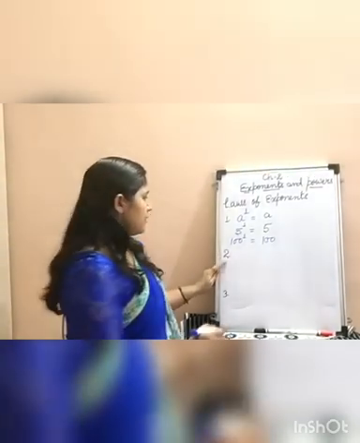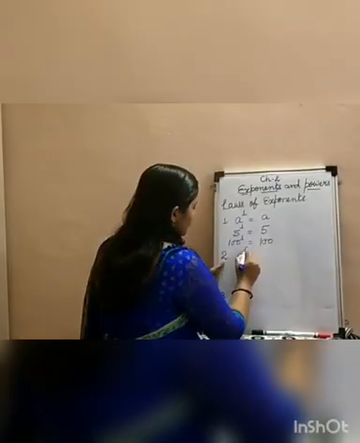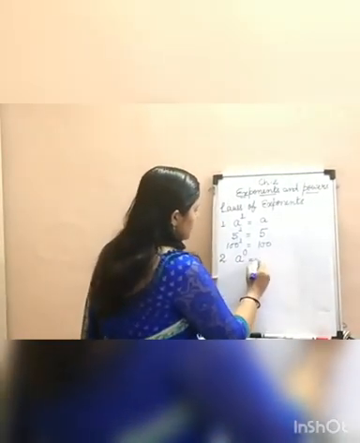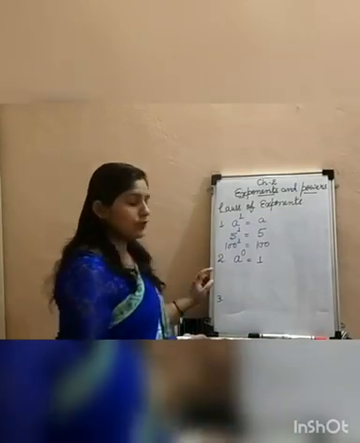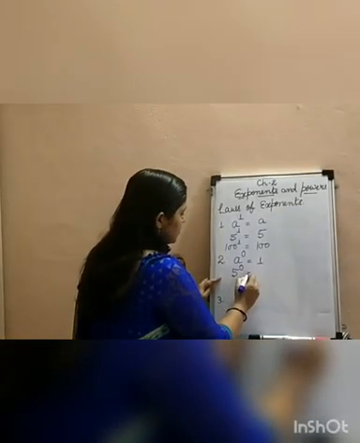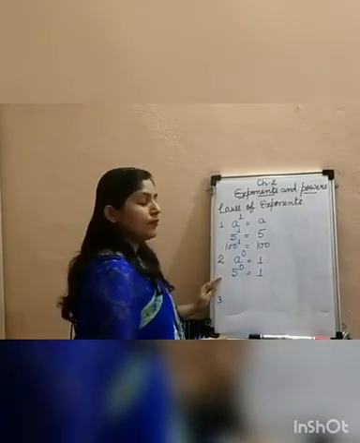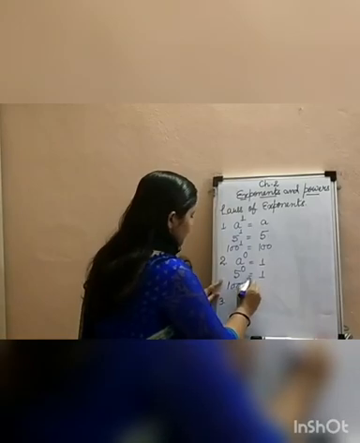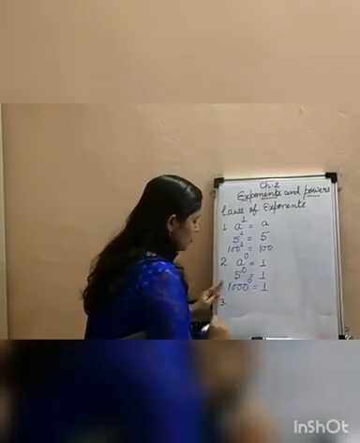Second law is, if a number is raised to the power 0, its value is equal to 1. For example, 5 to the power 0 is equal to 1. If 1000 is raised to the power 0, it will be equal to 1.